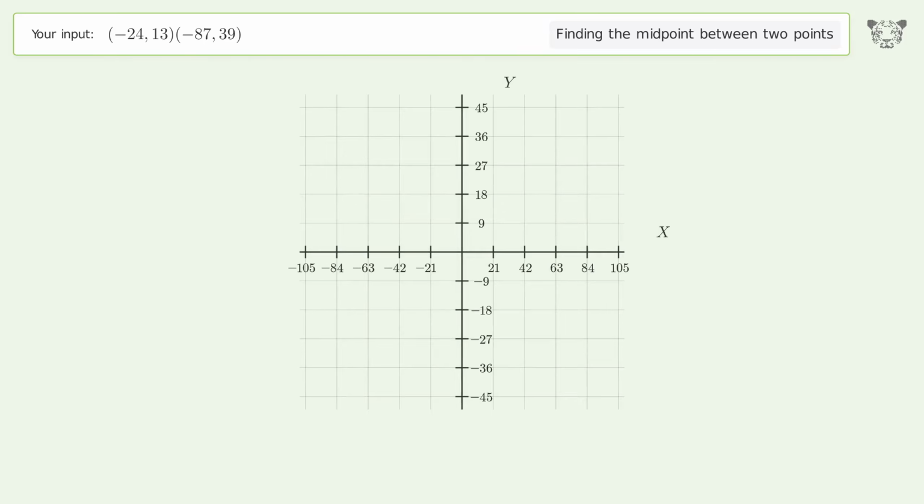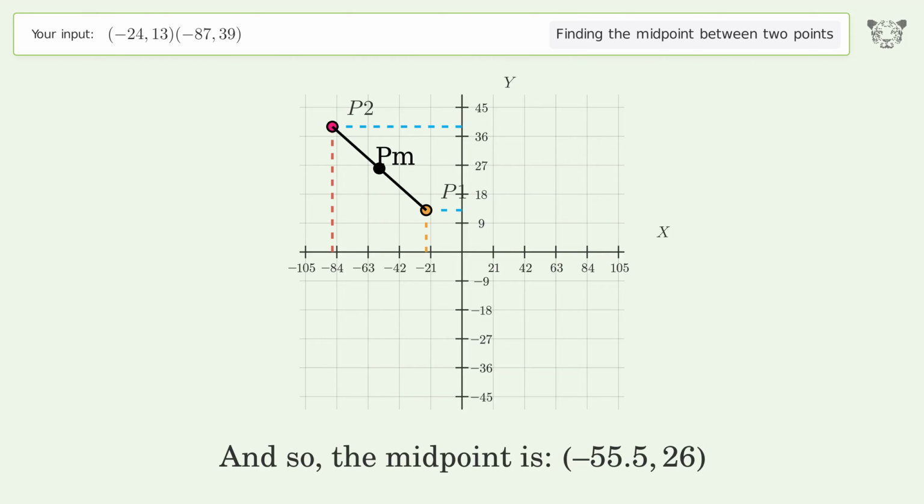And so, the midpoint is negative 55.526.